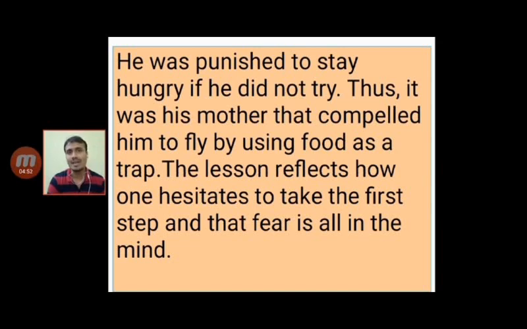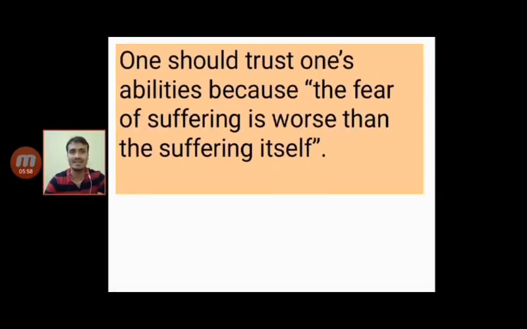So here his parents ignored him and left him in his own situation, that unless he tries, he is not going to get his food. Thus it was his mother that compelled him to fly by using food as a trap. When you read this chapter, what do you find? That the lesson reflects how one hesitates to take the first step, and that fear is all in the mind. So in brief, what you are going to learn from this chapter is that one should trust one's abilities, because the fear of suffering is worse than the suffering itself.